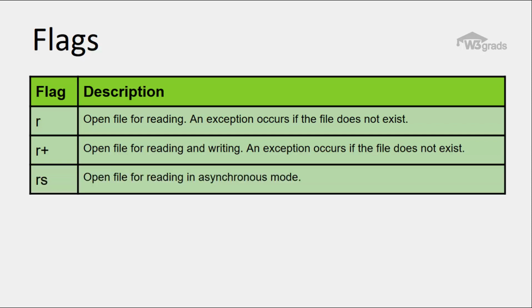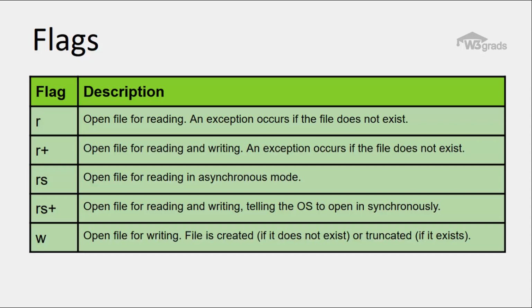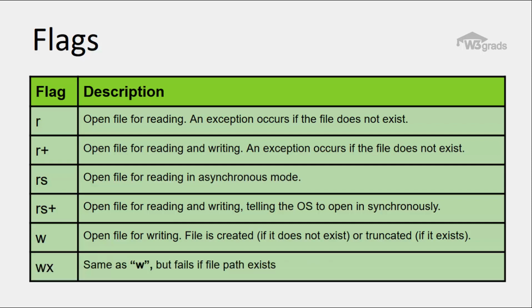The rs flag is for opening a file for reading in synchronous mode. The rs+ flag is for opening a file for reading and writing, and telling the OS to open it synchronously. The w flag is for opening the file for writing. A file is created if it does not exist, otherwise truncated if it exists. The wx flag is same as w flag. However, it fails if the path exists.